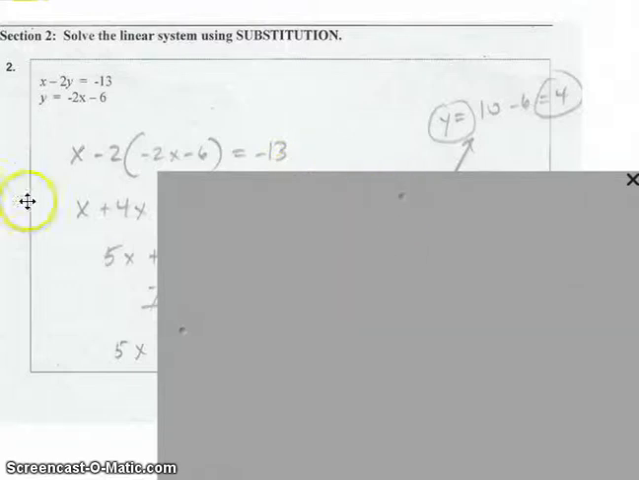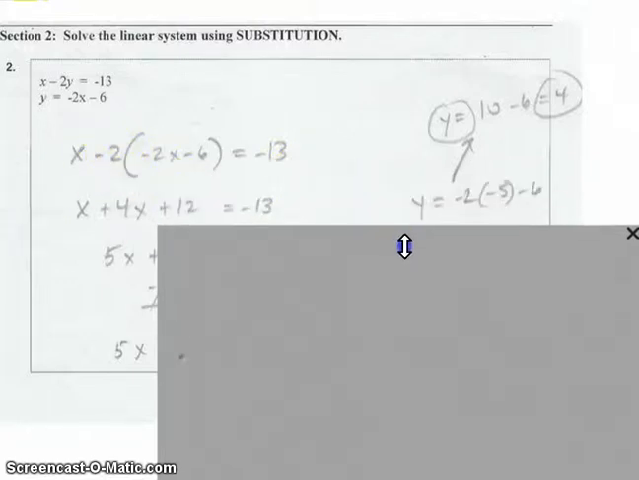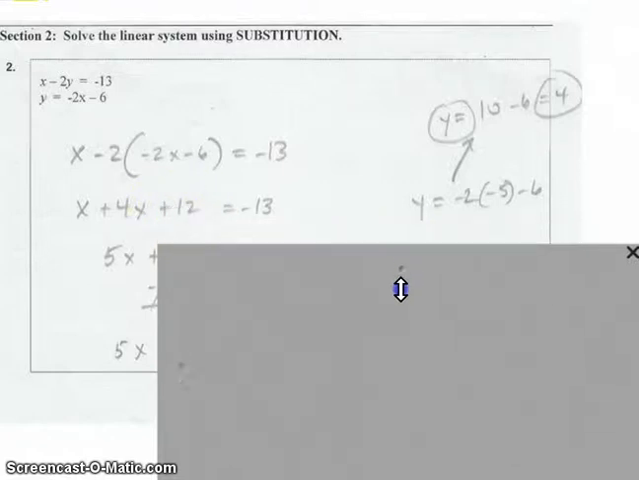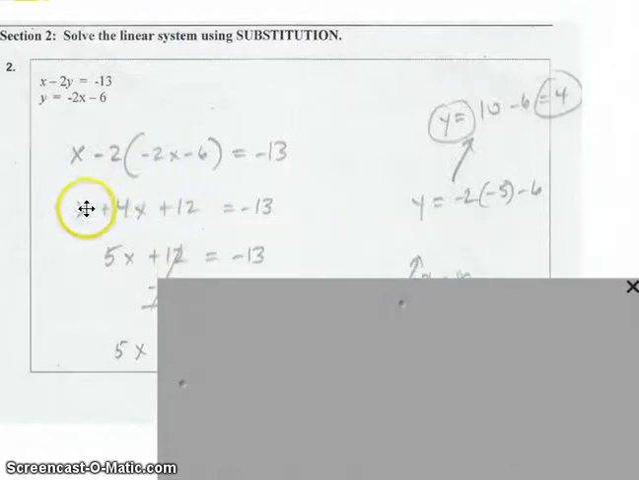All right, so now I've got to distribute this negative 2. Negative 2 times negative 2x becomes positive 4x. Negative 2 times negative 6 becomes positive 12. Now let's clean this up. x plus 4x is 5x. Plus 12 equals negative 13.